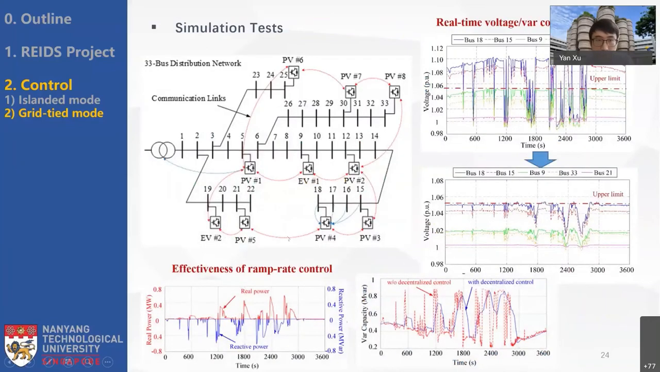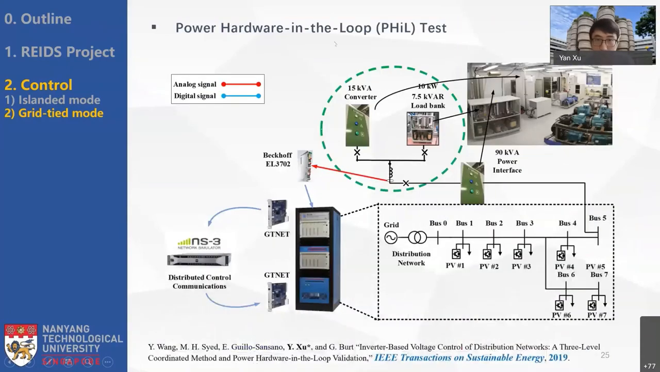We also did a simulation test and hardware-in-the-loop test. You can see that with the ramp rate control, the voltage fluctuation becomes smoother. And with the proposed controller, the bus voltage can all be managed within the threshold. We also did the power hardware-in-the-loop test. While the above-mentioned cross-national HIL platform is the controller hardware-in-the-loop, this one is the power hardware-in-the-loop.